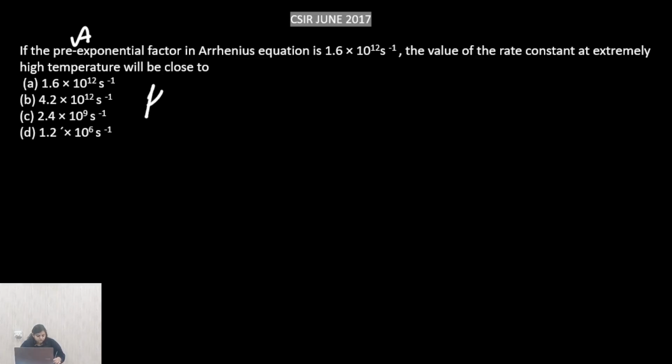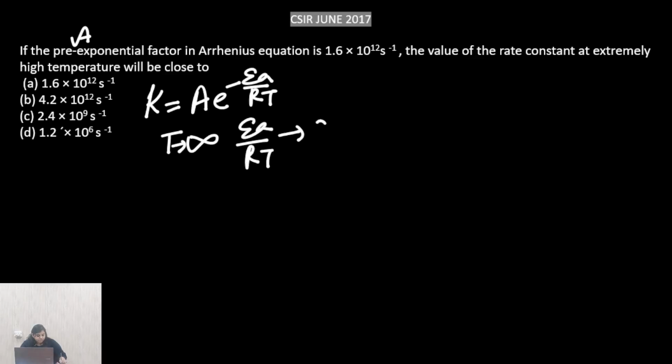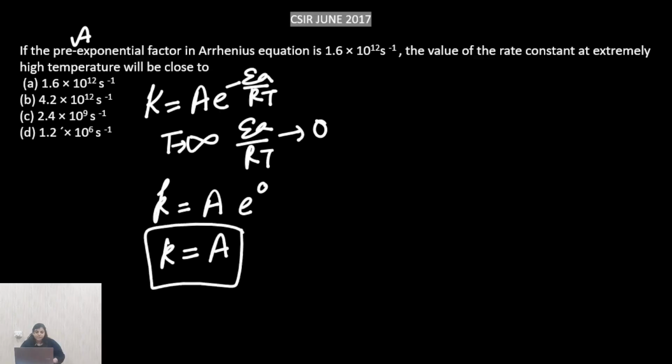So according to Arrhenius, the rate constant K is equal to A into e raised to the power of minus EA upon RT. At extremely high temperature, which means that T is approaching infinity, which implies EA upon RT will be approaching 0. So the rate constant K will be equal to A into e raised to the power of 0, which implies the rate constant K is equal to A only.